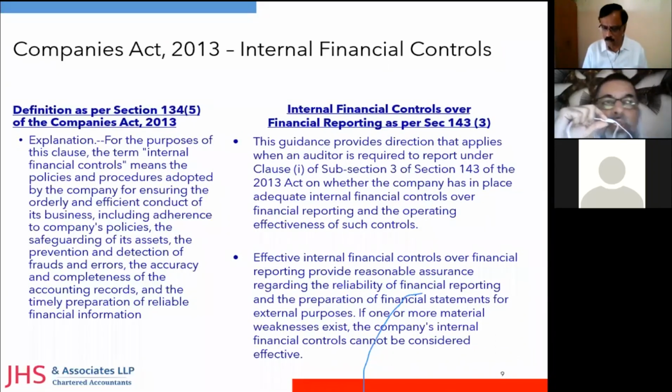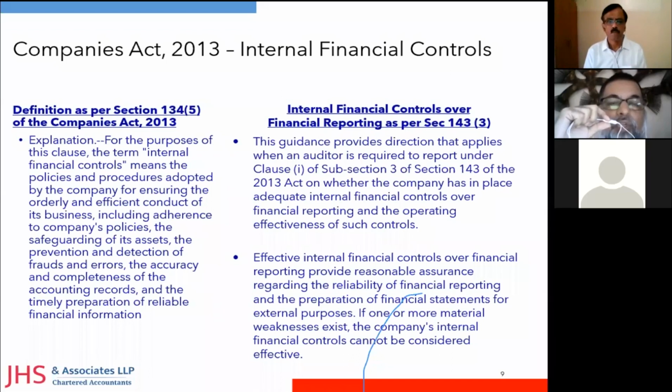Now, what is the responsibility cast on the audit fraternity? That is on all of us. The responsibility cast by the Companies Act is to prepare a certificate by the auditor's office on the subject of adequacy and effectiveness of internal controls over financial reporting.